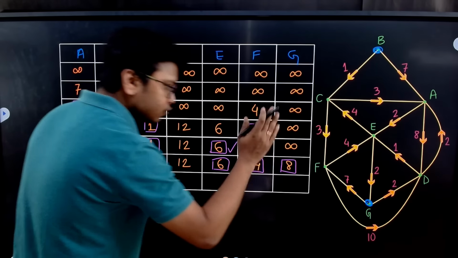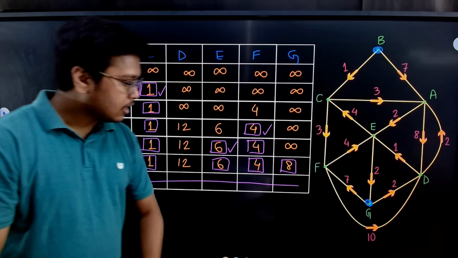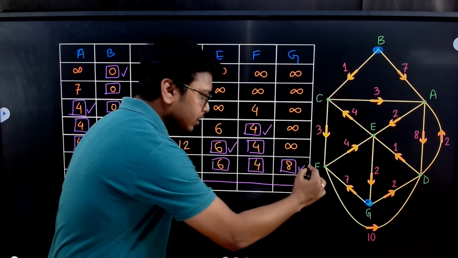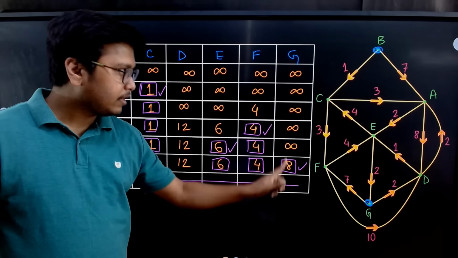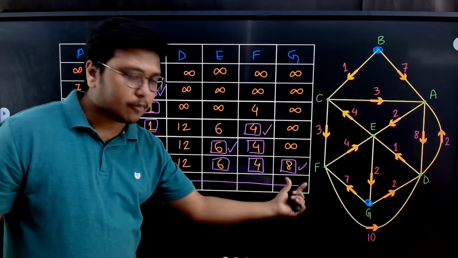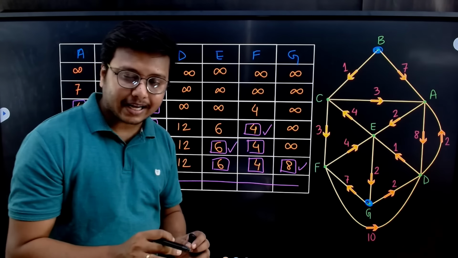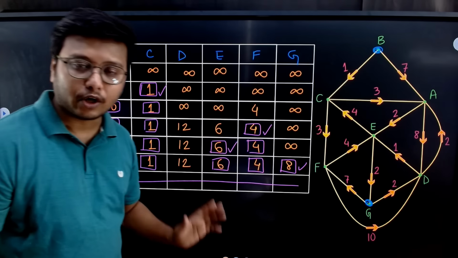So our process stops right over here. We don't need this row. Our process stops here because, as I told you, the moment we get a label in our destination vertex, in the destination column, we stop right over there. Now again, just like before, we'll be using the backtracking method to find out the shortest path.